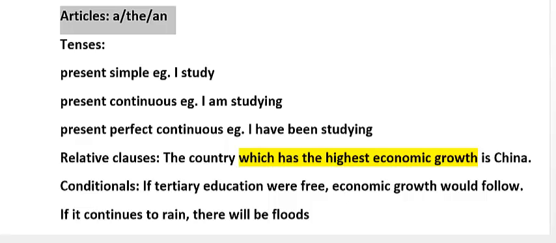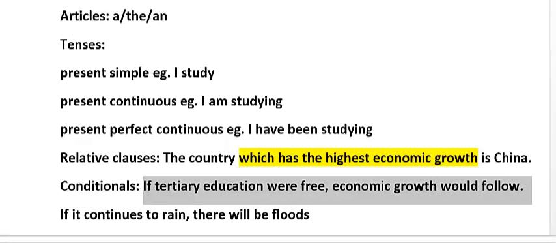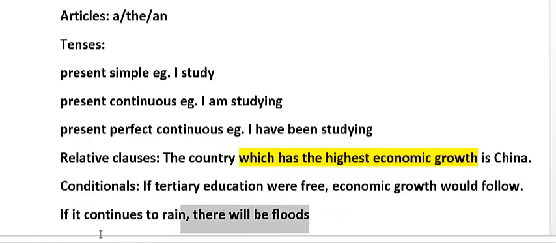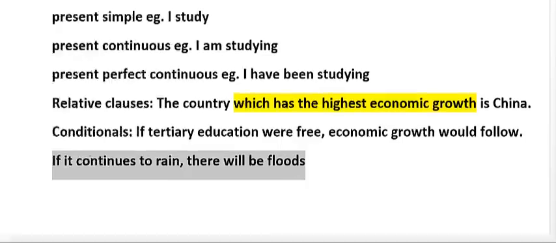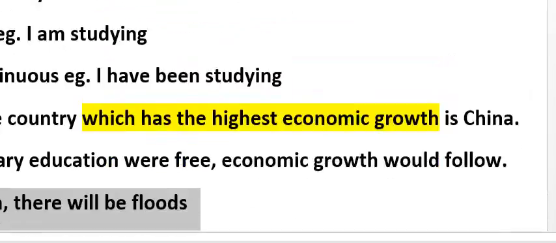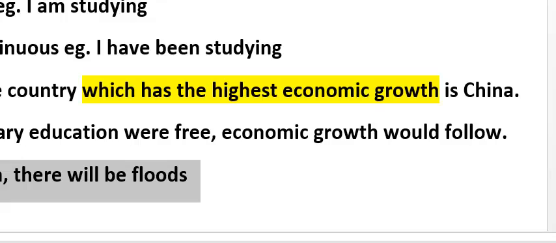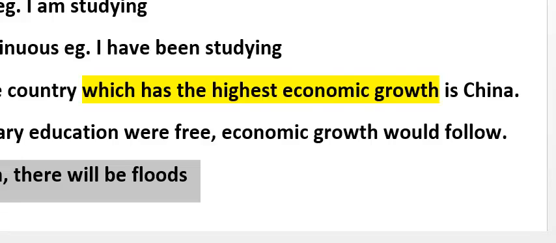Are you able to use relative clauses? For example, the country which has the highest economic growth is China. Are you able to include conditional sentences? For example, if tertiary education were free, economic growth would follow. You should recognize this as a second conditional, or the one below, if it continues to rain, there will be floods, as a first conditional. All of these different types of grammar, and many other types of grammar besides, are demonstrating your ability to use a wide range of grammatical structures.